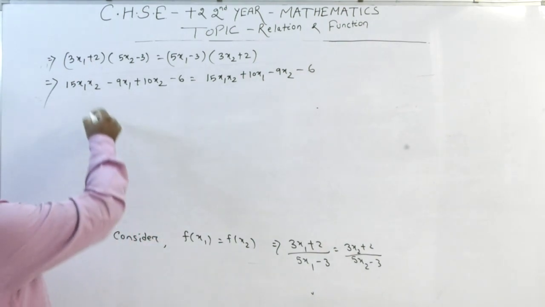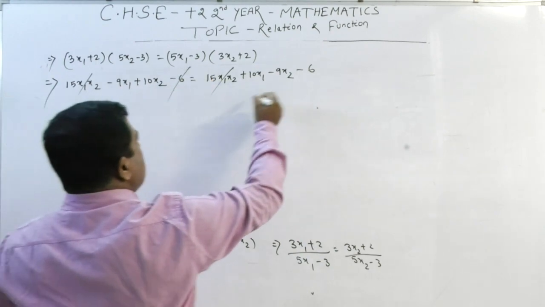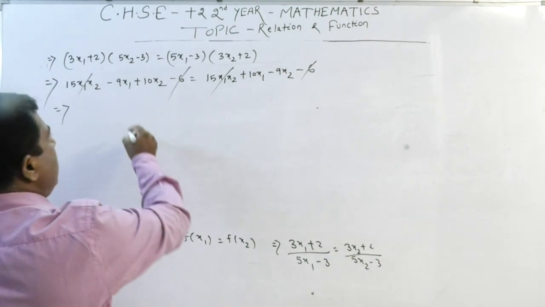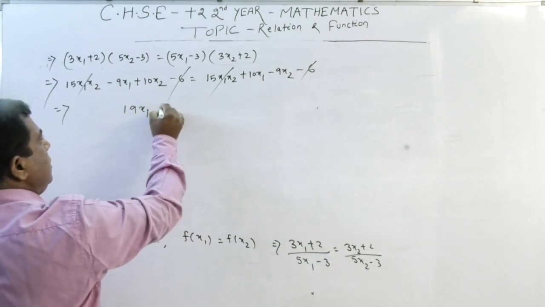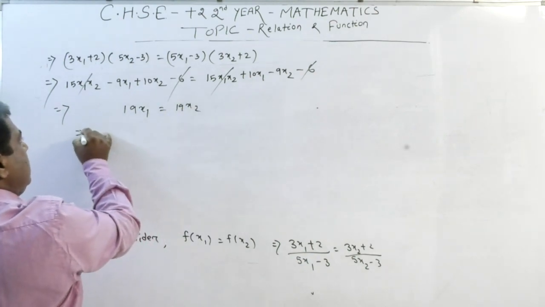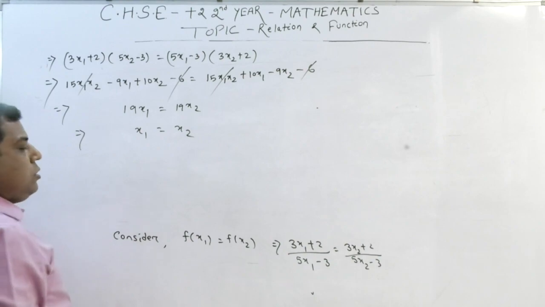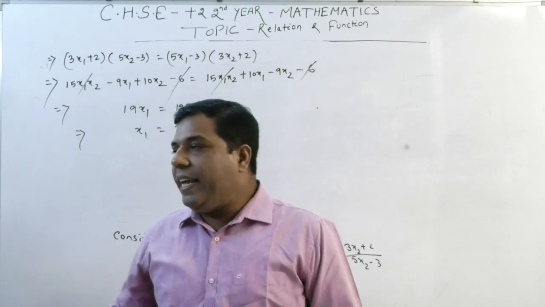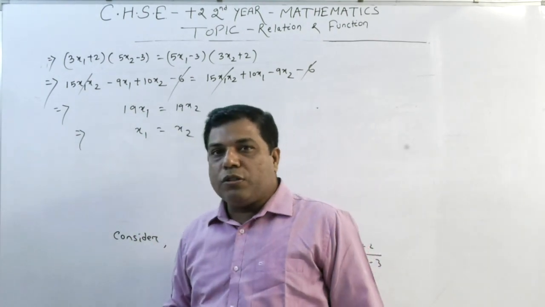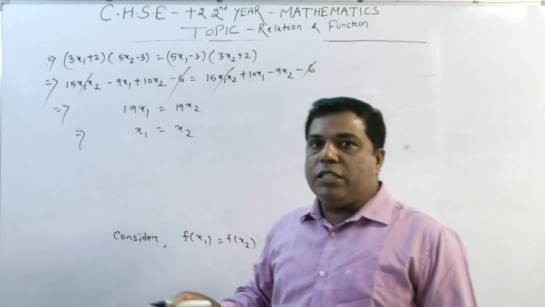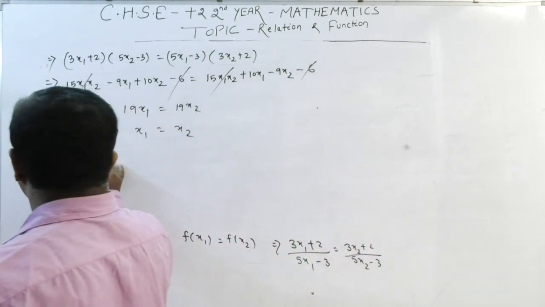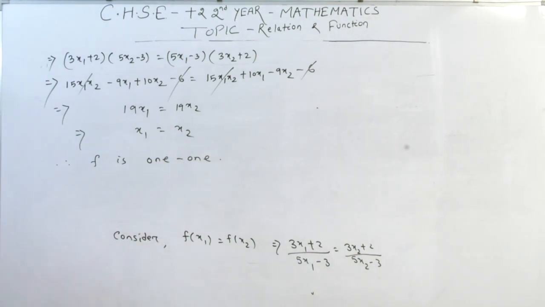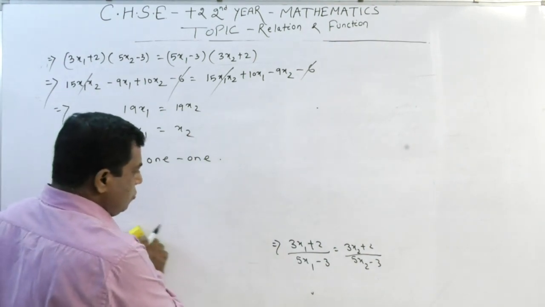Now cancelling the common terms, this one cancels with this one, and this one. Again, on taking the values to one side, we obtained 19x1 is equal to 19x2, or you can say x1 is x2. Yes or no? x1 is x2. So this function is one-one in nature, that we are sure now. Therefore f is one-one. Clear?